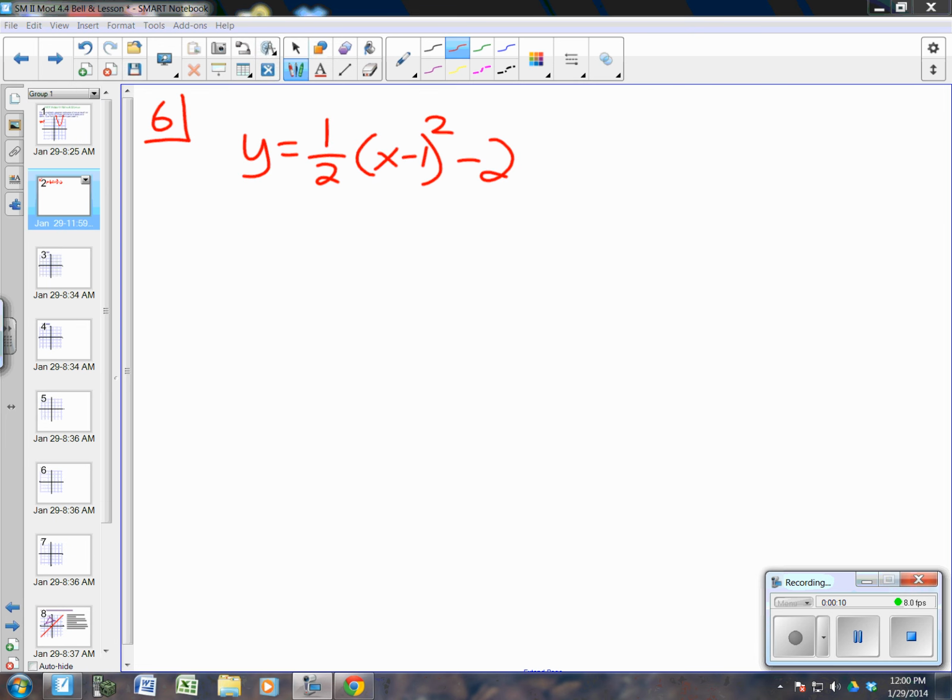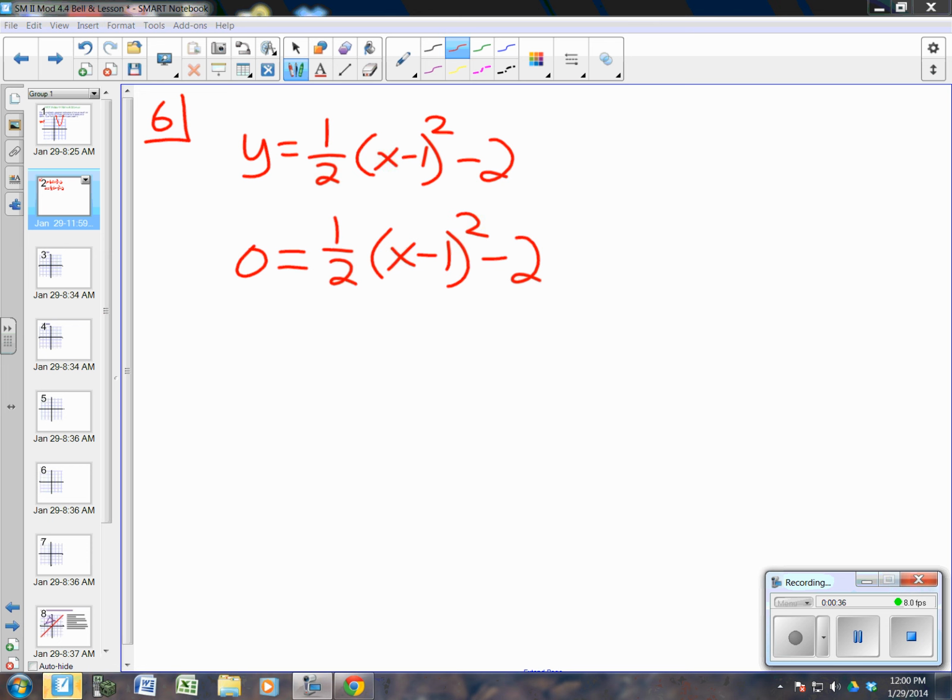Okay, you guys, this is number 6 on 4-3. The question is you're supposed to find the x-intercepts, right? And to find an x-intercept, what do you substitute in? You substitute 0 for what? For the y, okay? So I'm going to write y, or 0 equals 1/2 x minus 1 squared minus 2.